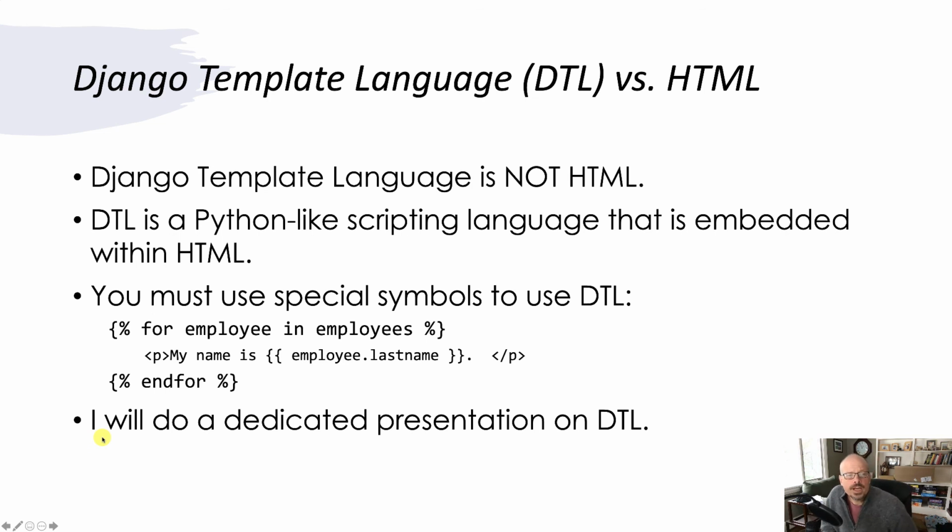Finally, we want to talk about the Django template language, because what's most important about this slide is that you know that the Django template language is not HTML. It also technically is not Python. It is a Python-like scripting language that is embedded within HTML and is recognized, of course, by Django. We've seen some examples with this, and we've used some examples in class. I'm going to do a dedicated video on the Django template language. But you've seen this type of structure so far.